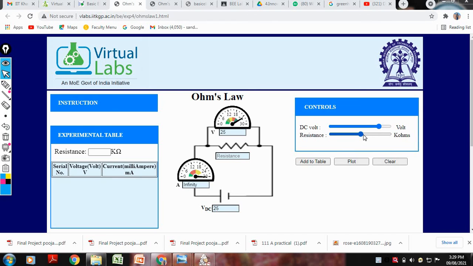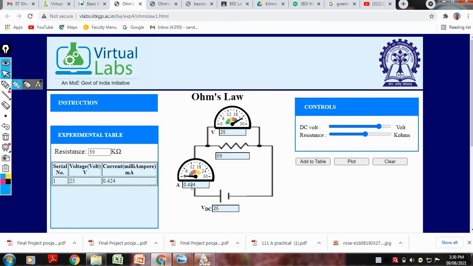Then we have to set the value of resistance. Keep the resistance value constant; we have considered a value of 59. Then add to the table. Here the voltage obtained is 25 volts, and the current is 0.424 amp.